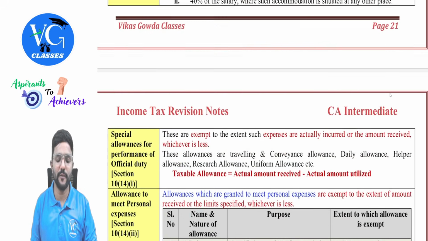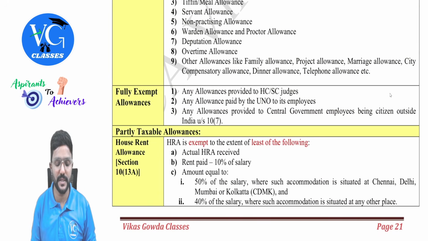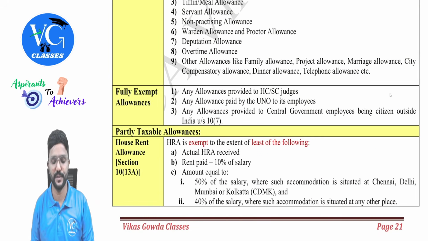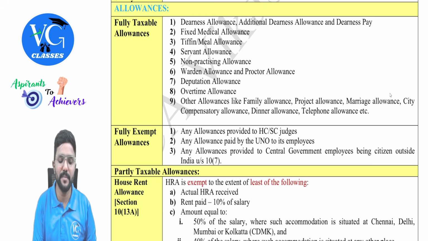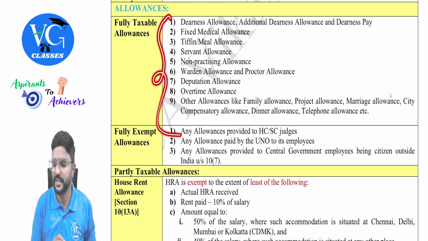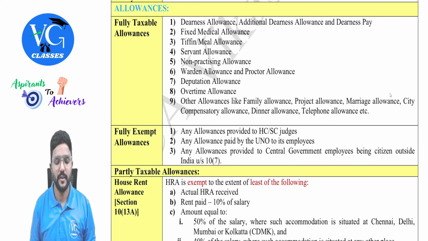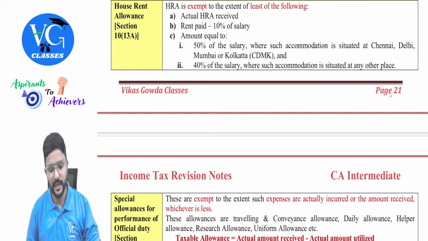So we saw the list of fully exempt allowances and partly exempt allowances. Now, the remaining all is fully taxable, guys. You need not remember this whole list. You just try to remember these two lists. Rest all is fully taxable. I have also given the list here, you can just go through it. The following allowances are fully taxable, guys. Okay, so now let us move forward.